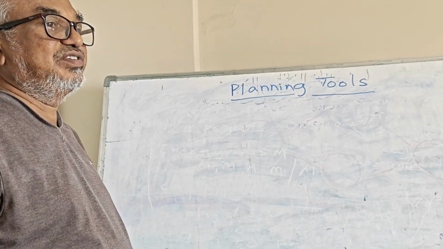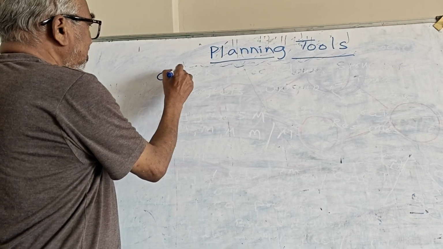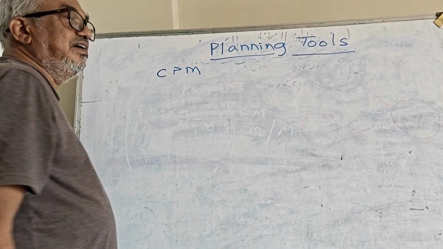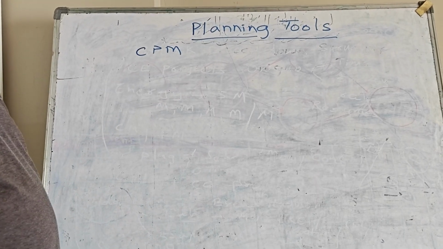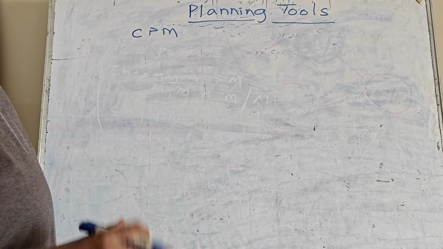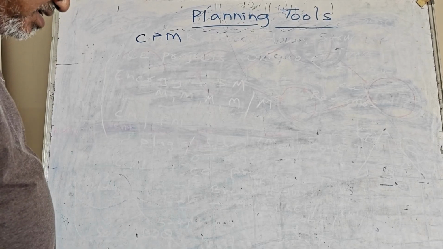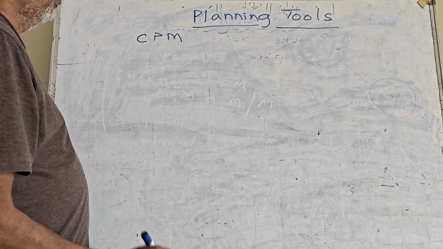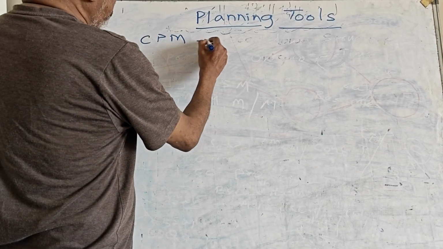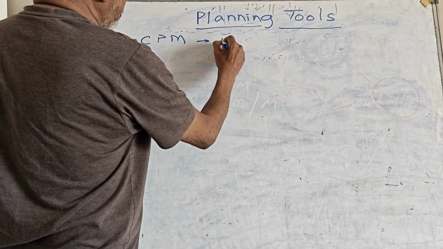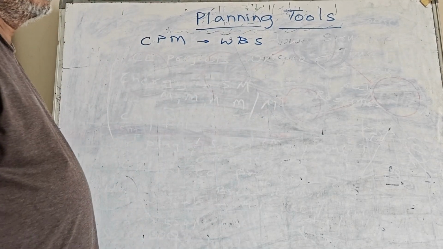One of the most important planning tools that we have seen is the CPM. In one of the classes, we took a numerical problem and explained how CPM works. This is one of the most important tools which many planners and construction companies use. All the planning tools depend on the WBS, the work breakdown structure.